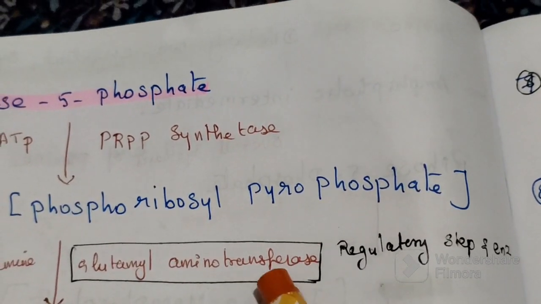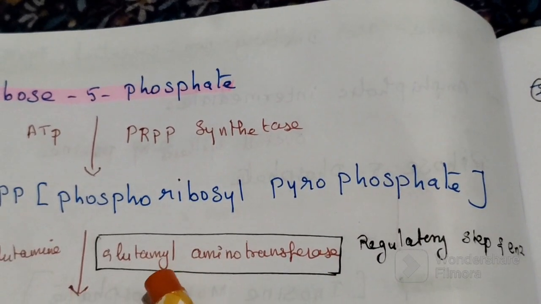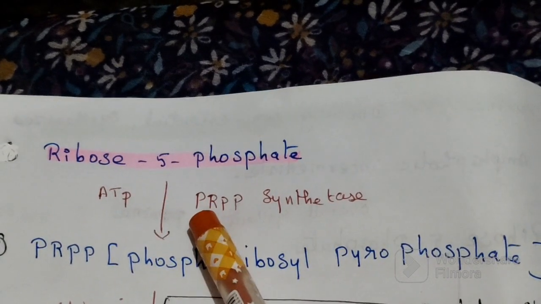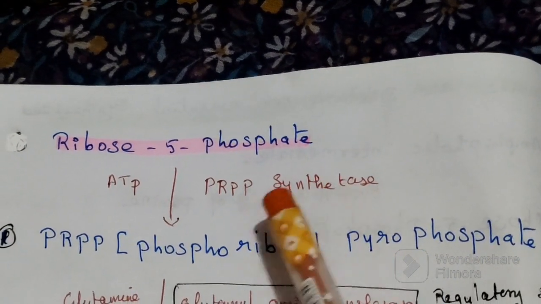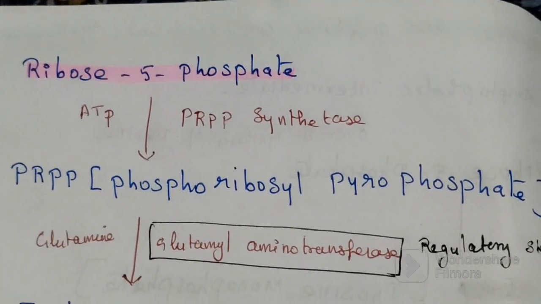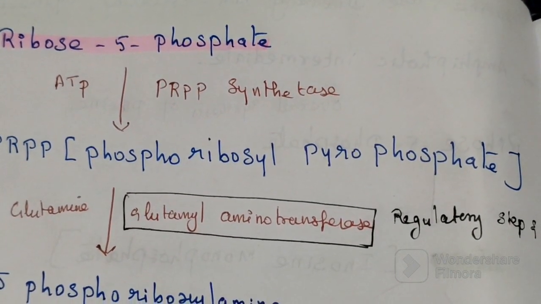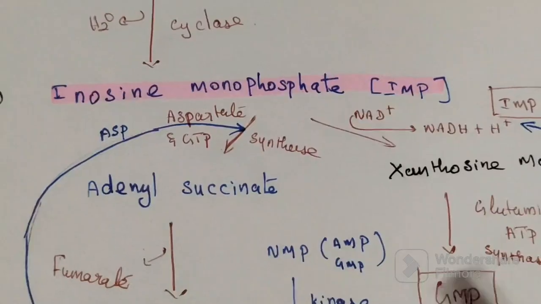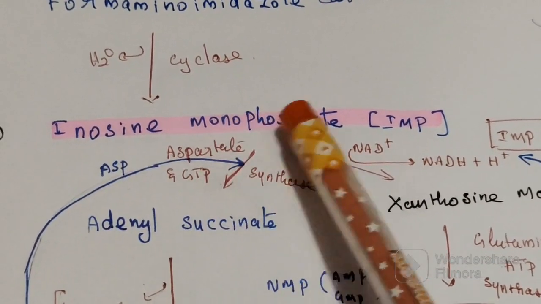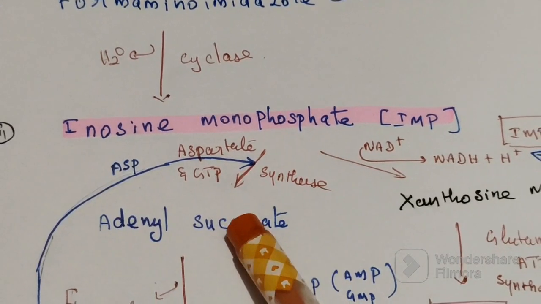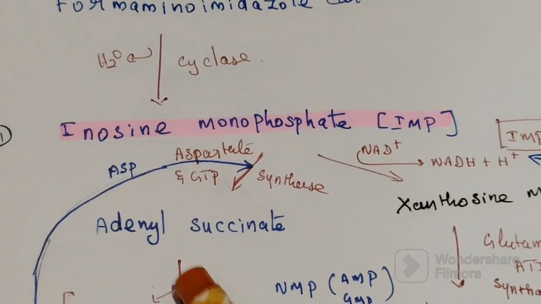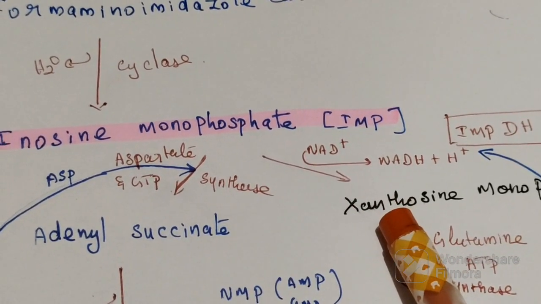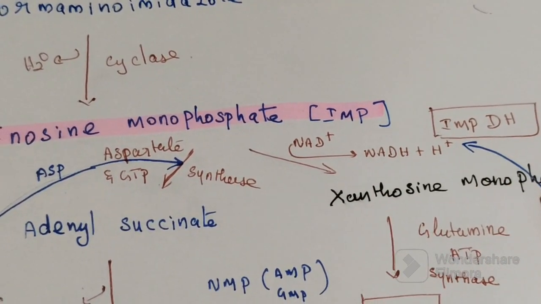This glutamyl amidotransferase is a regulatory enzyme. This glutamyl amidotransferase and PRPP synthetase, phosphoribosyl pyrophosphate synthetase, are the two regulatory enzymes. Now this IMP is converted into adenylosuccinate and xanthosine monophosphate.